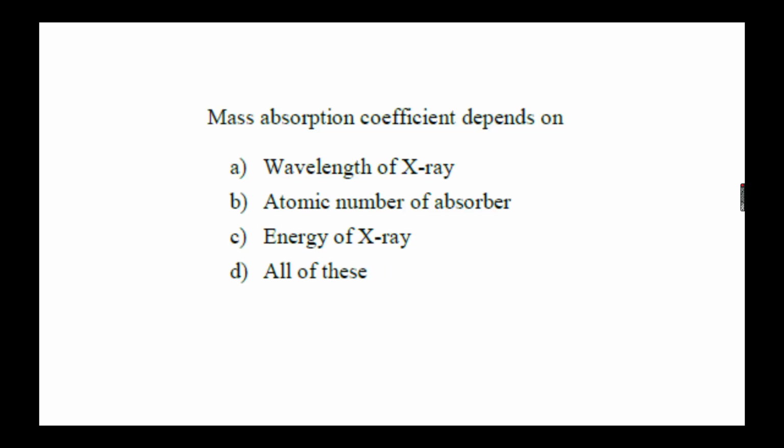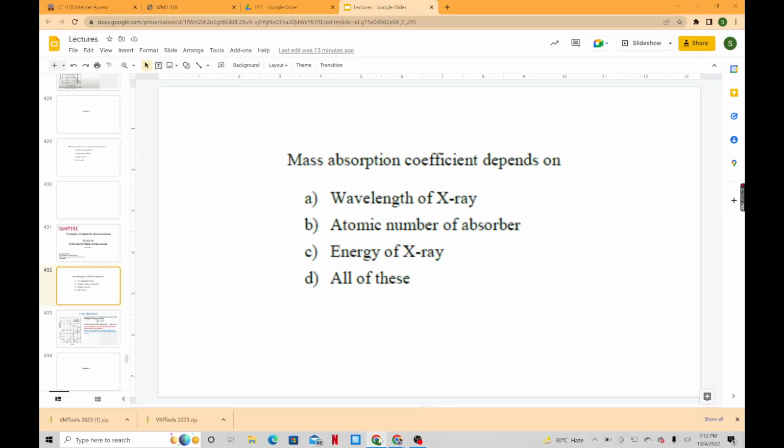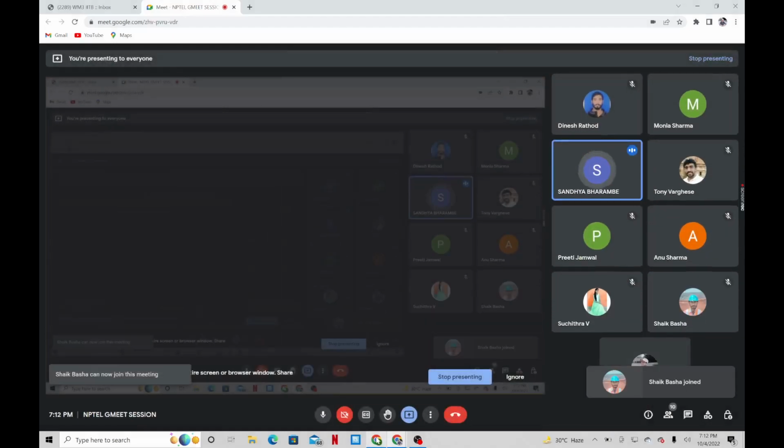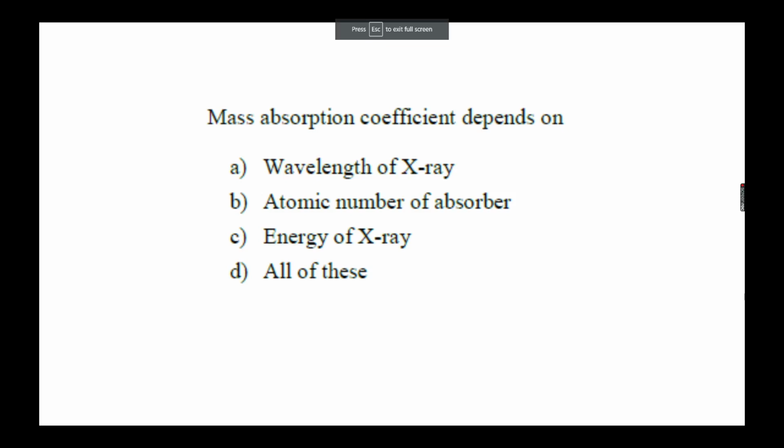So let's begin. The first question is: the mass absorption coefficient depends on what? Wavelength of X-ray, atomic number of absorber, energy of X-ray, or all of these? If you have watched, can you give me the answer for this question? All of these. Okay, fine. Two students said all of these.